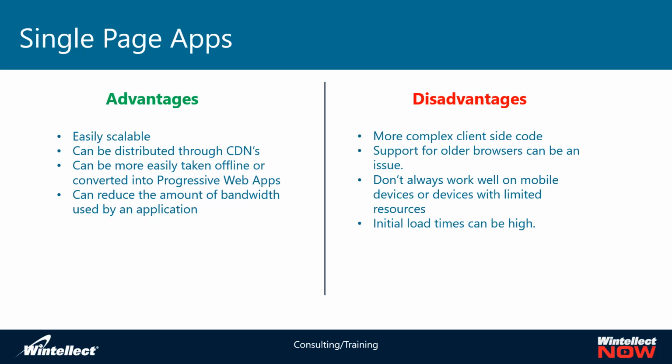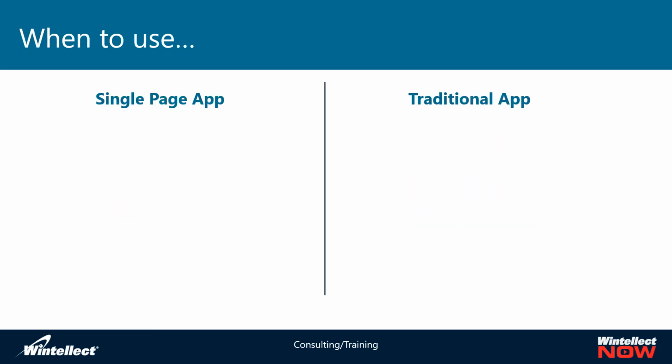So the initial load times for these are typically longer than what you would have in a traditional web page, where it all comes back as a single request or a couple of requests, rather than using JavaScript to do that. So the next question is, when should I use a single page app, or when should I use a traditional app? This is not always clear, but here are some guidelines to help guide the decision to choose between one or the other.